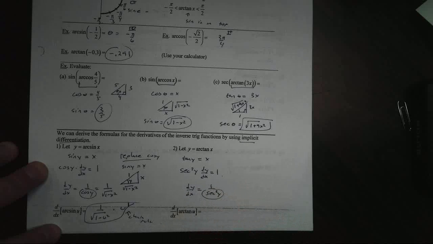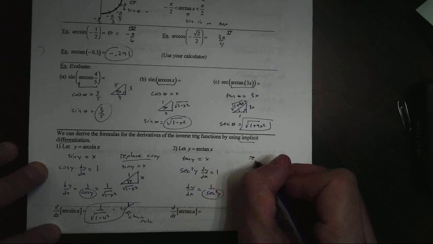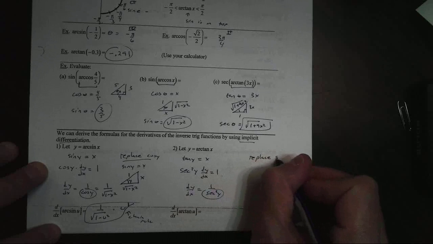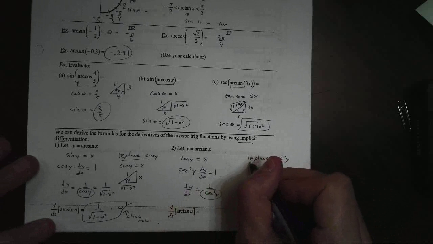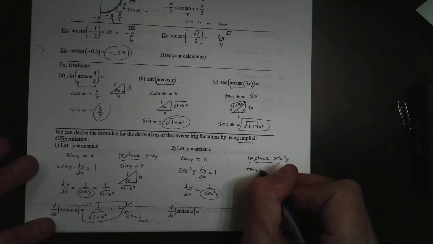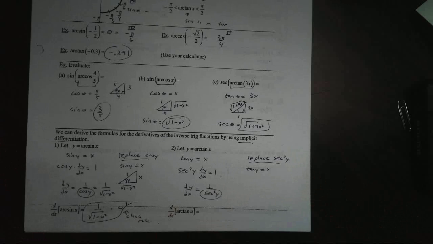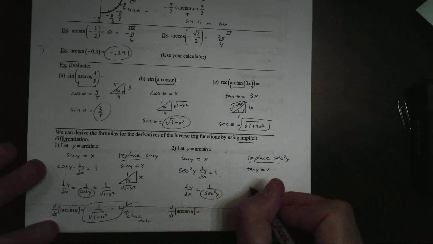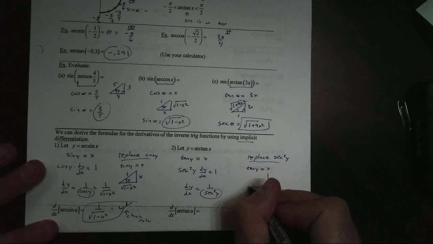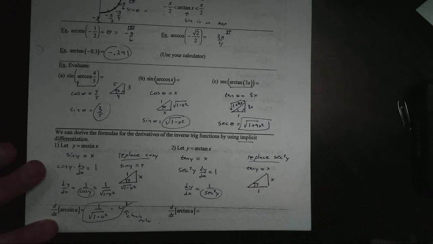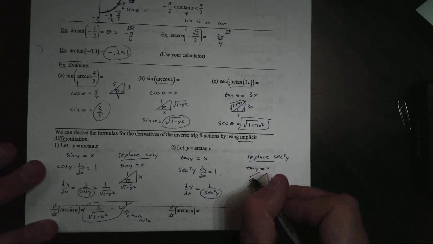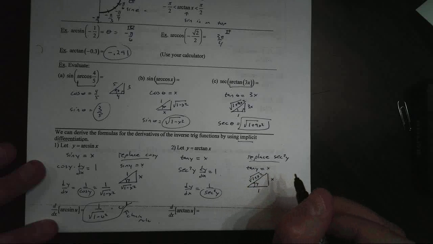But again, I want it in terms of x. So we have to replace the secant squared of y. So we know that the tangent of y equals x. I know that, so I can use this. Draw my triangle. Tangent of y is my angle. Tangent is opposite over adjacent, so x over 1. And I get the square root of 1 plus x squared.